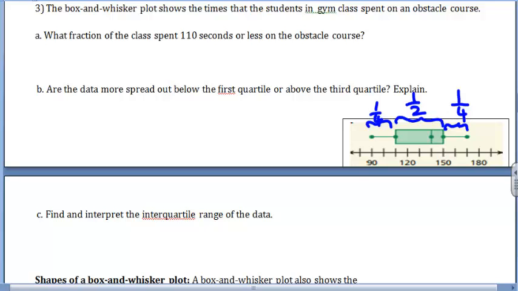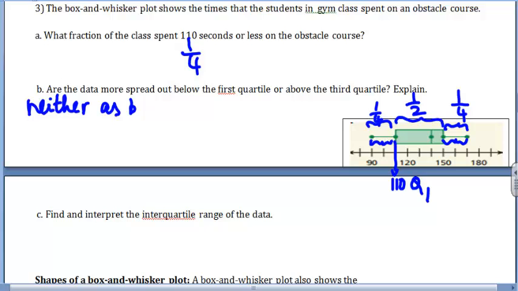So spent 110 seconds or less. So this is the 110 seconds, which is the Q1. So 110 seconds or less is 1/4. Is the data more spread out below the first quartile? So is it more spread out here or more spread out here? Take a look. Whiskers seem the same length, so we should say neither, as both whiskers seem the same length, and we can say that the data is evenly spread.